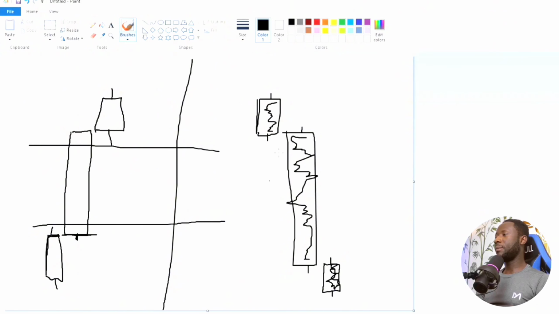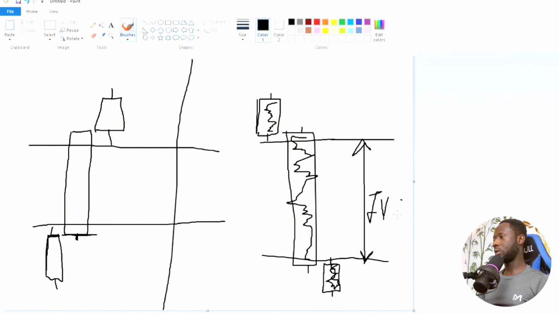So you see, same thing here between the candle before and the candle after this spike. You see that there is a space in between them. This space is what we call fair value gap. All right, this space is what we call fair value gap.